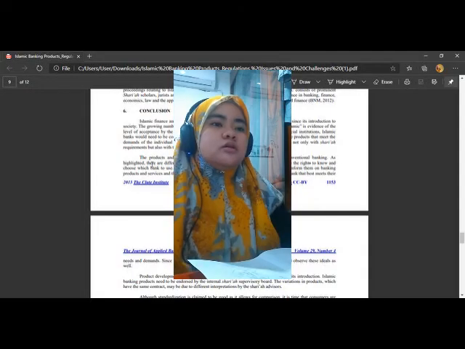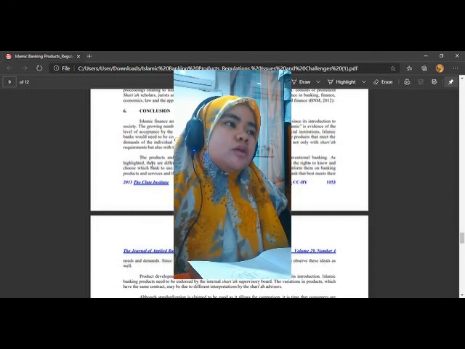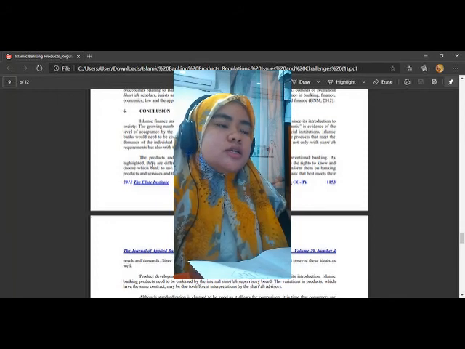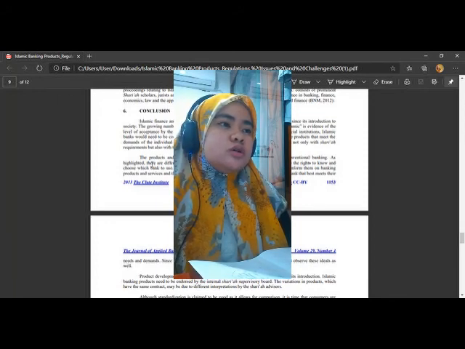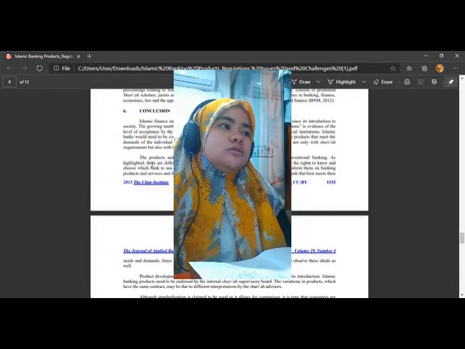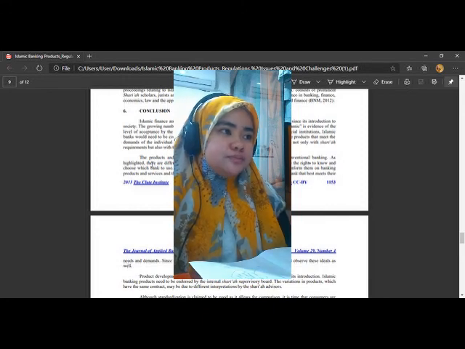Okay, for the overall conclusion from this journal, Islamic finance is one of the most shining phenomena of the present global financial system. Until now, Islamic finance is the fastest and highest growing segment of the global financial system.